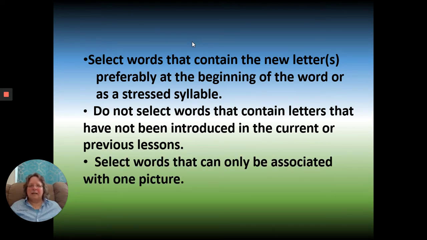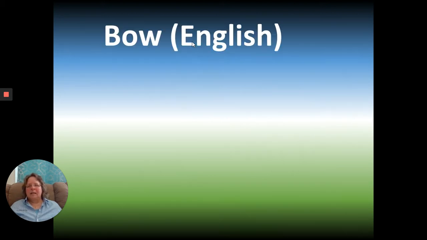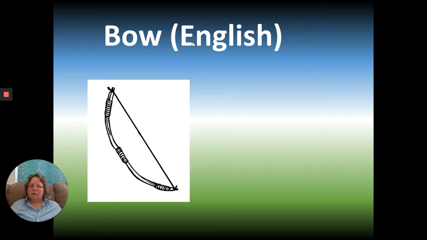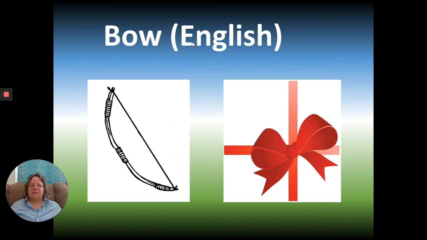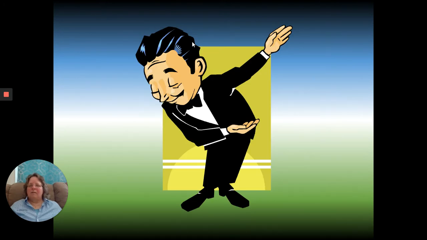You want to select words that can only be associated with one picture. So for example, in English, the word bow. You have this bow, like for a bow and arrow. You have this bow that you wrap on a present. Same word, same pronunciation, but 2 different meanings. So just to avoid confusion, we want to try and not use a word that can be associated with more than one picture. And then just to complicate things, in English, that same spelling, B-O-W, can also be pronounced bow.